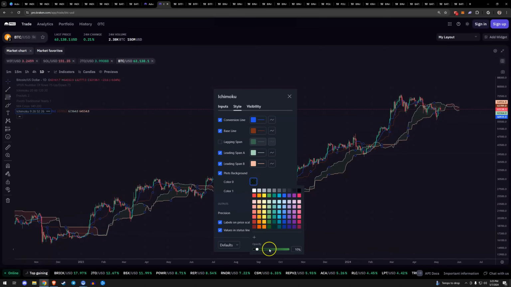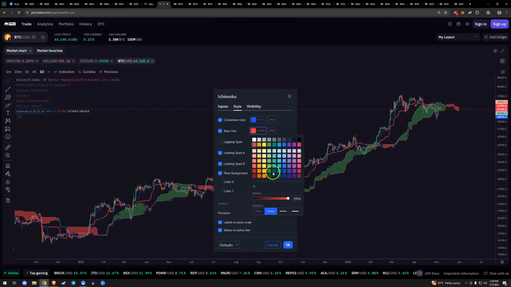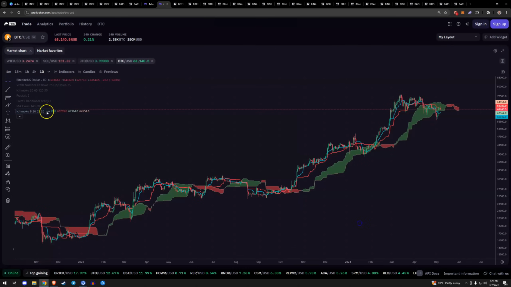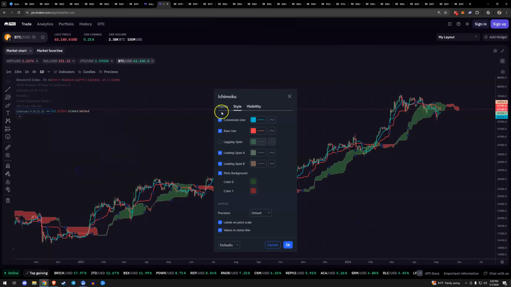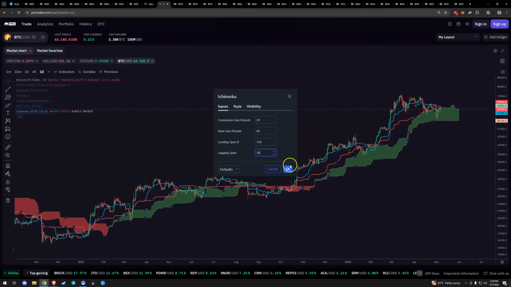I like to really bump up what the cloud looks like so it's more prominent on the chart. I usually turn down the cloud lines themselves, and then I usually make the TK lines super bright and large and bold. That way they don't get lost in the noise of the chart there. And then obviously you'll change the settings to 20, 60, 120, 30, if you want, right?